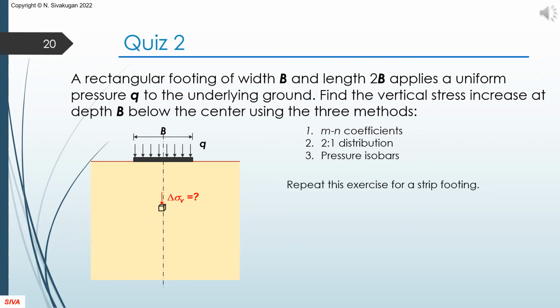Here we ask you to try the 3 different methods to compute the stress increase delta sigma V for a rectangular footing and then repeat this for a strip.